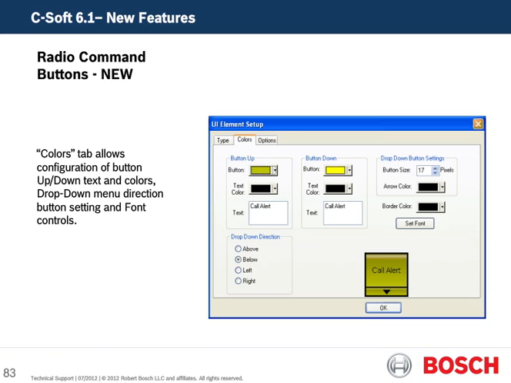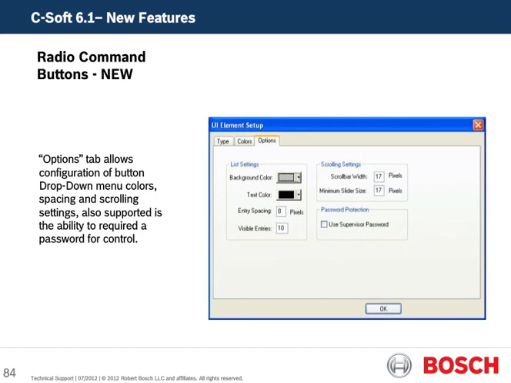The Colors tab will allow you to configure the radio command button's up-down button color and button text. Also, the drop-down menu position can be selected. The Options tab of the radio command button allows configuration of the button's drop-down menu colors, spacing, and scrolling. Also supported, if desired, is the ability for password protection on this specific button.